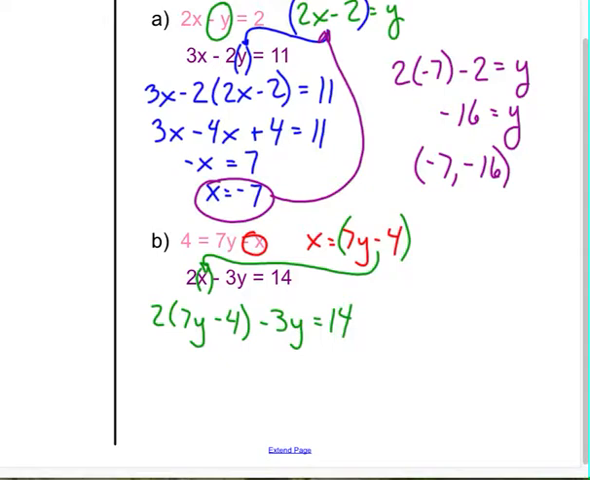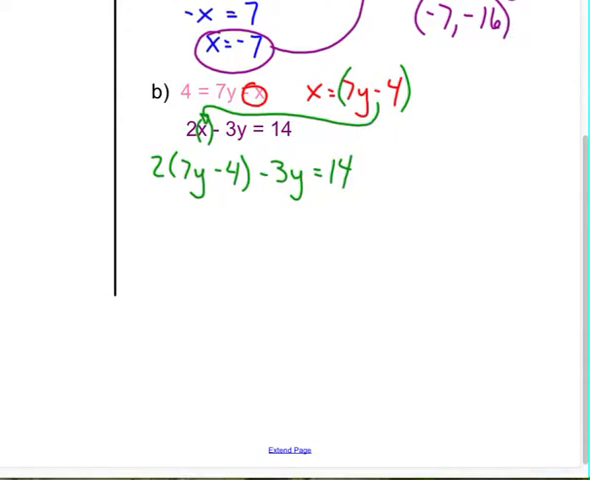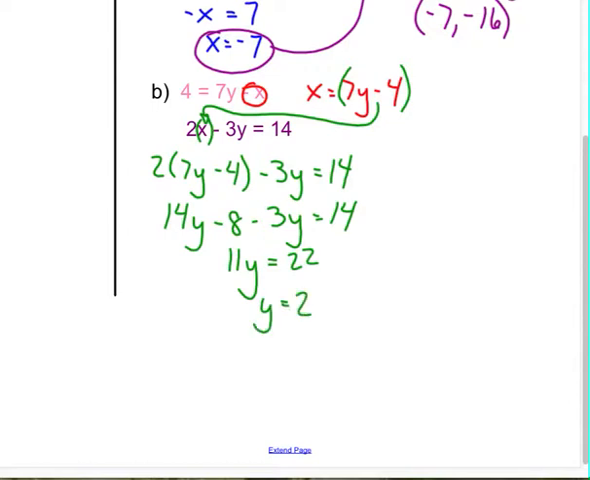And then look at your equation. We have one variable, we have just the y. So I'm going to go ahead and distribute my 2. Combining like terms, 14y minus 3y, adding 8 to both sides, and dividing both sides by 11.